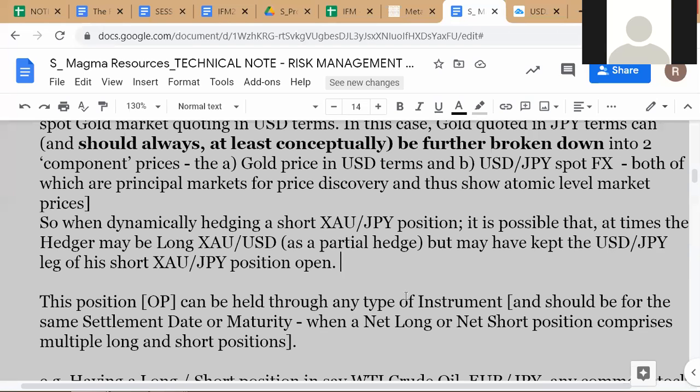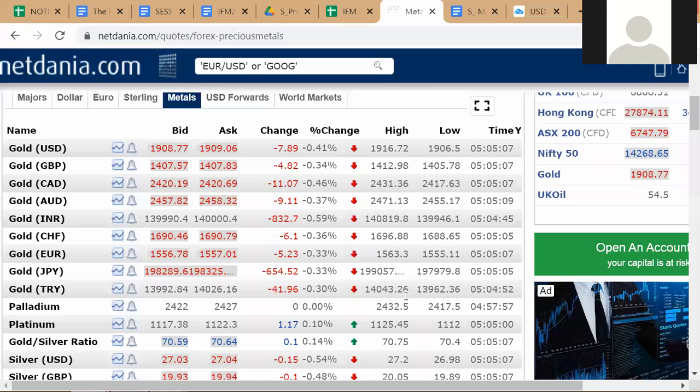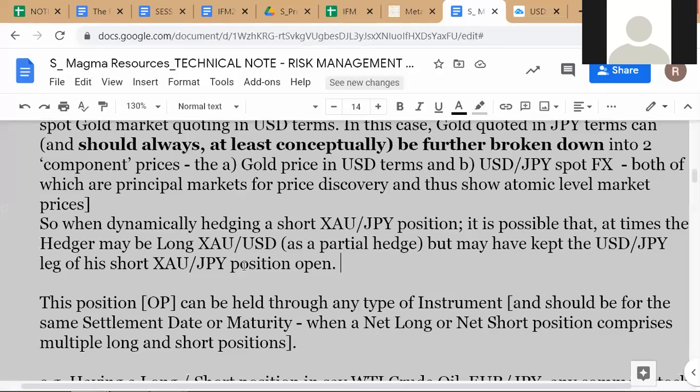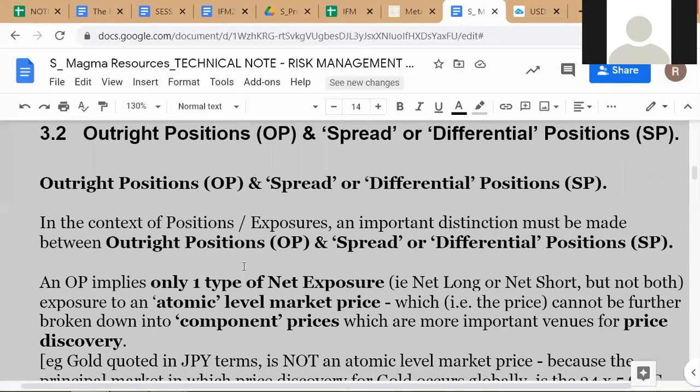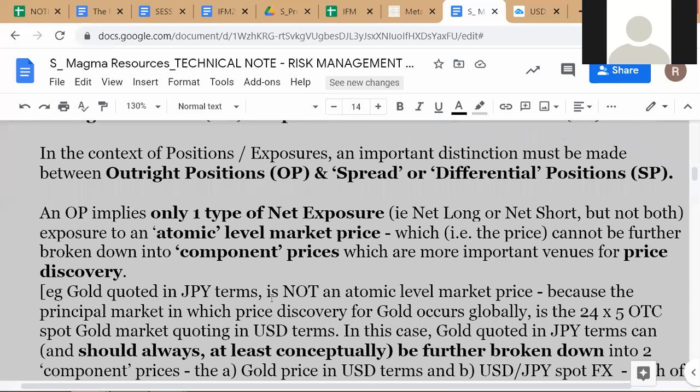It's a long discussion. We spent quite a bit of time, but I hope you understood what we are talking about. It's a very simple idea actually, but it gives you a first introduction to spread positions. So when you see something like this, you will not call it an outright position. You'll call it a spread position because it is a cross between two positions in two important primary markets, and this is not a primary market for price discovery in gold.